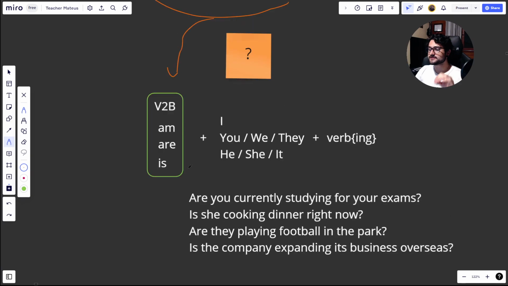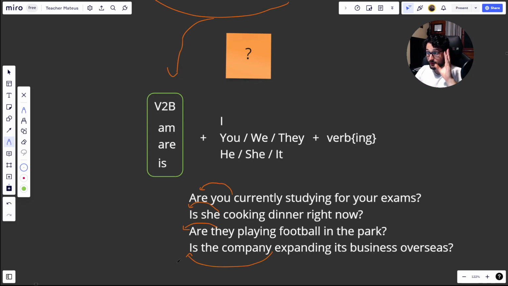Are you currently studying for your exams? Is she cooking dinner right now? Are they playing football in the park? And is the company expanding its business overseas? And then you see, guys, that we just inverted. Are you currently studying? Is she? In the affirmative, we said she is cooking. In the negative, she is not cooking. And in the interrogative, is she? Are they playing football in the park? And is the company expanding its business overseas?